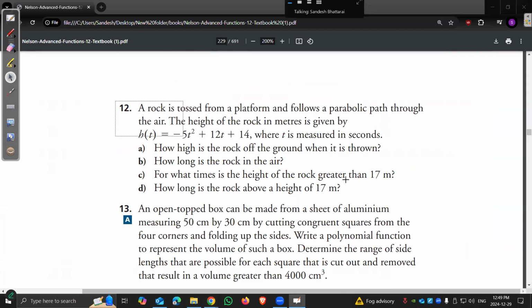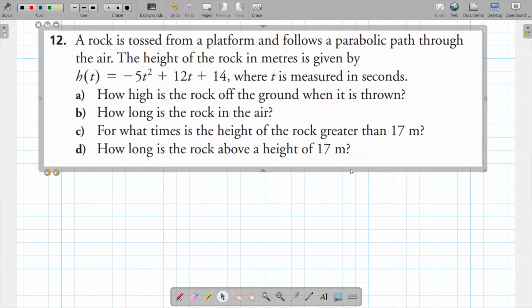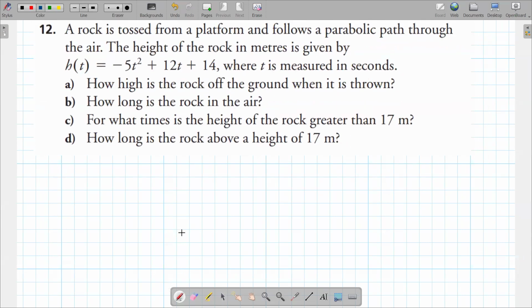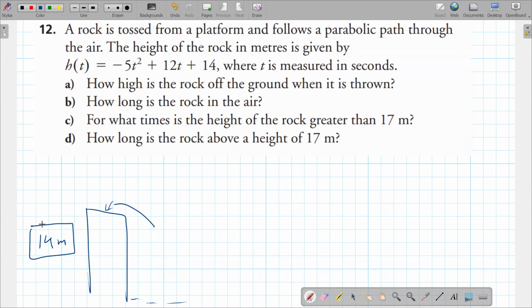Okay, let's look at this one. A rock is tossed. I don't know why this is here. This is a grade 10 question. But it's here, so let's solve it. I think there might be a trick to this. So someone is tossing a rock into a river, into the ground. The cliff is 14 meters high. I can tell this because of the y-intercept when time is 0. And it follows a quadratic path.